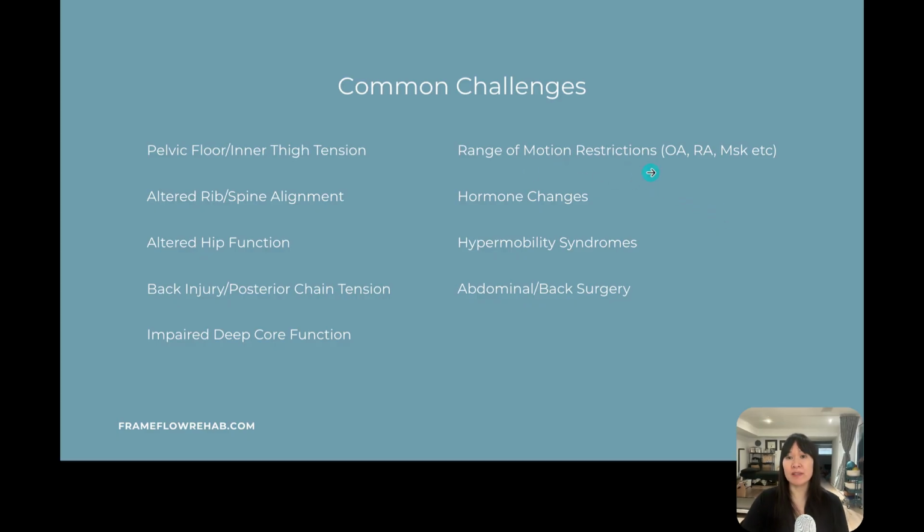Range of motion restrictions, which is a pretty obvious one. Maybe there's arthritis, rheumatoid arthritis, any other rheumatic joint concern, like even ankylosing spondylitis, that kind of thing, or any musculoskeletal restrictions in the chain. So maybe it's something like a collapsed arch in one of the feet, right? That can have an impact. Hormone changes, right? We know that changes in hormones can definitely 100% affect the soft tissues in the body. So not just the muscles, but also the fascia and the ligaments as well.